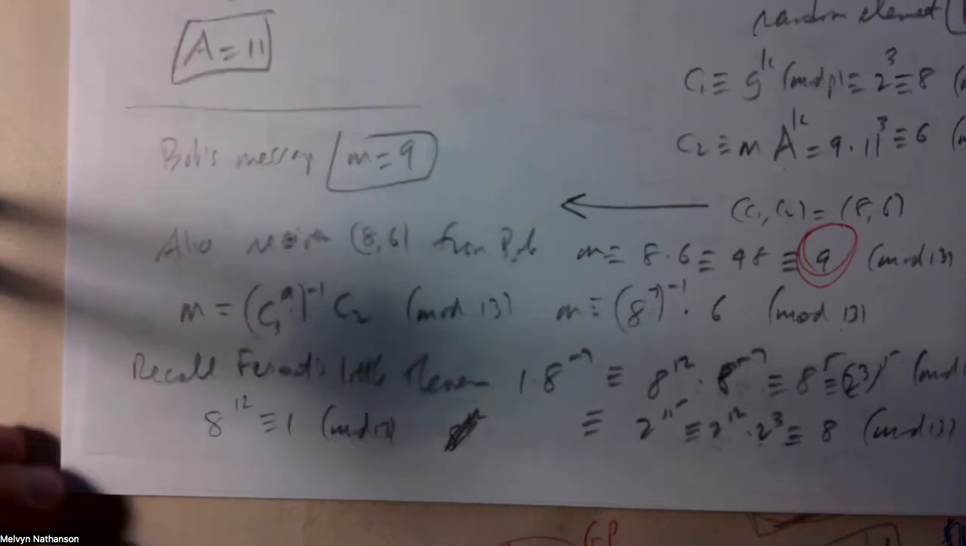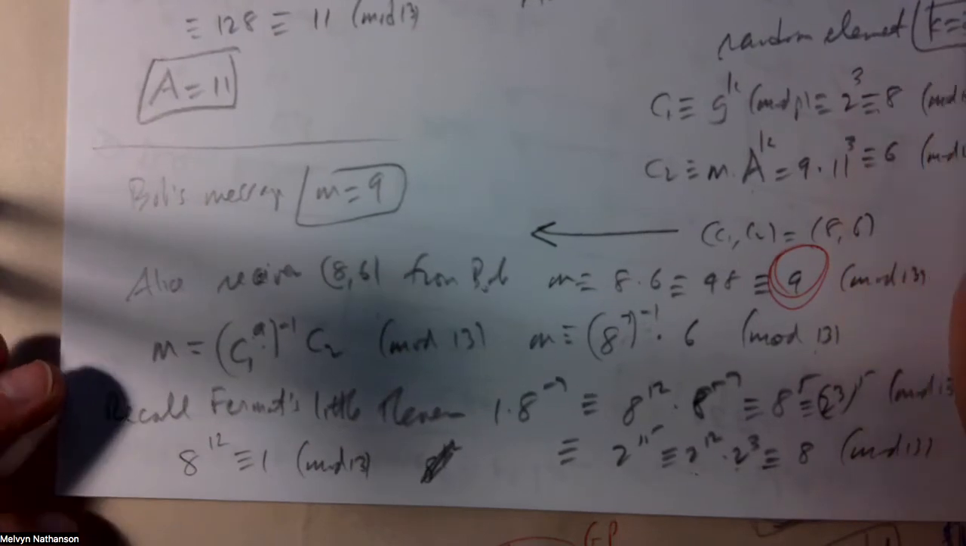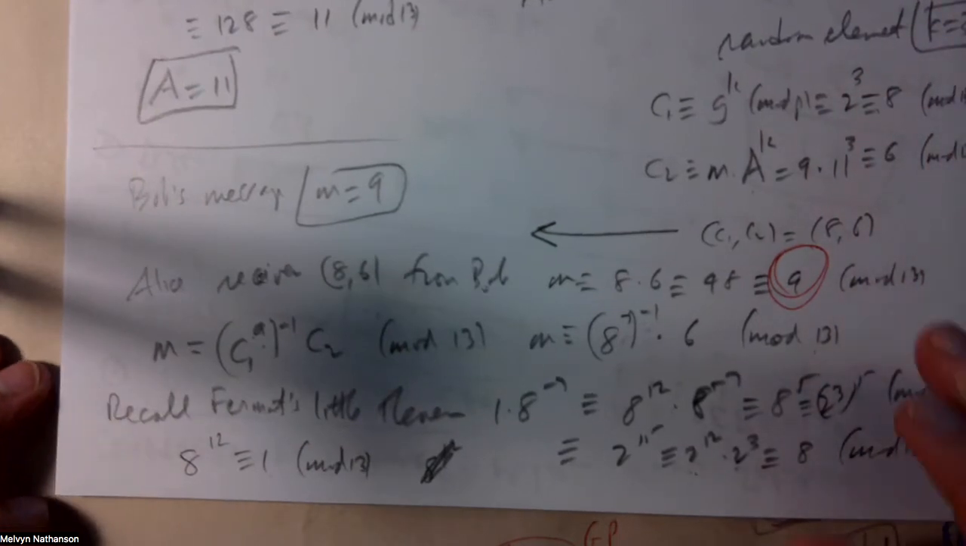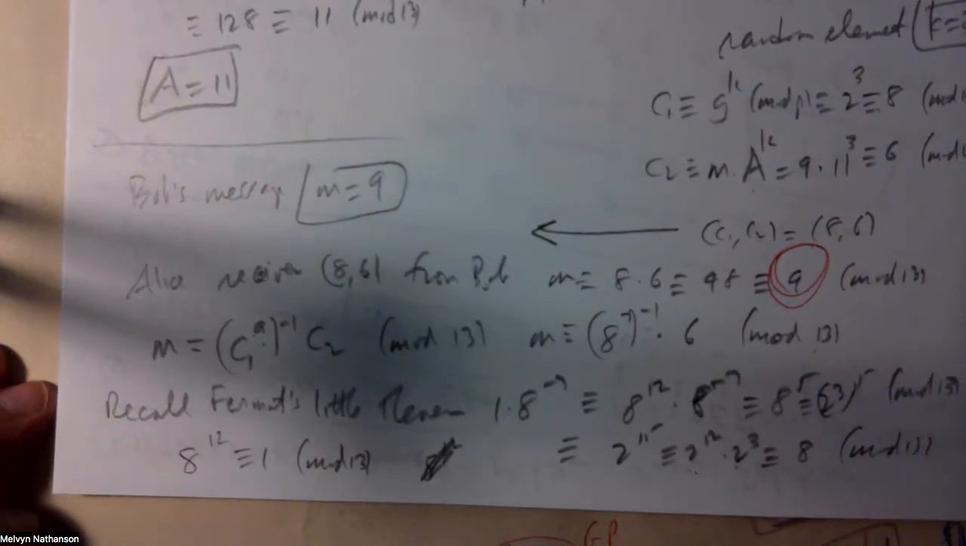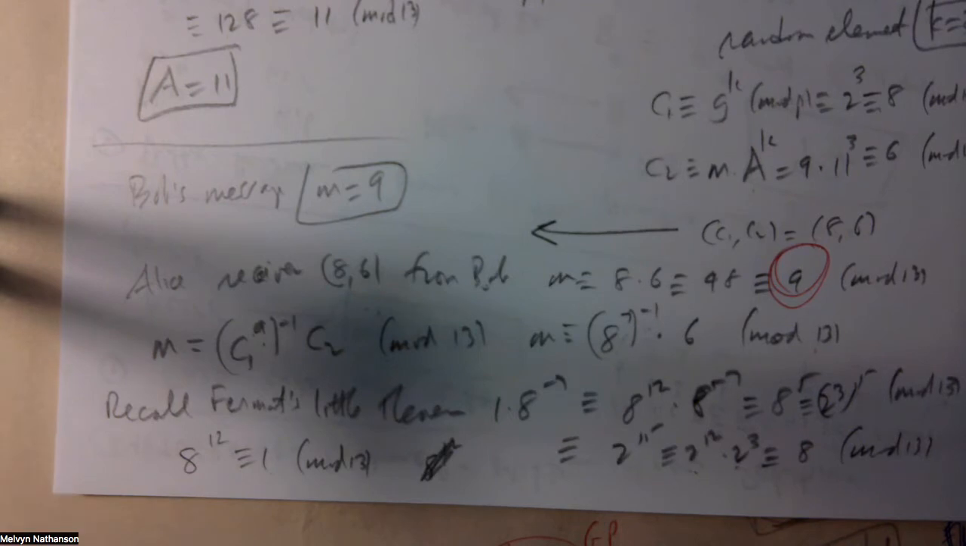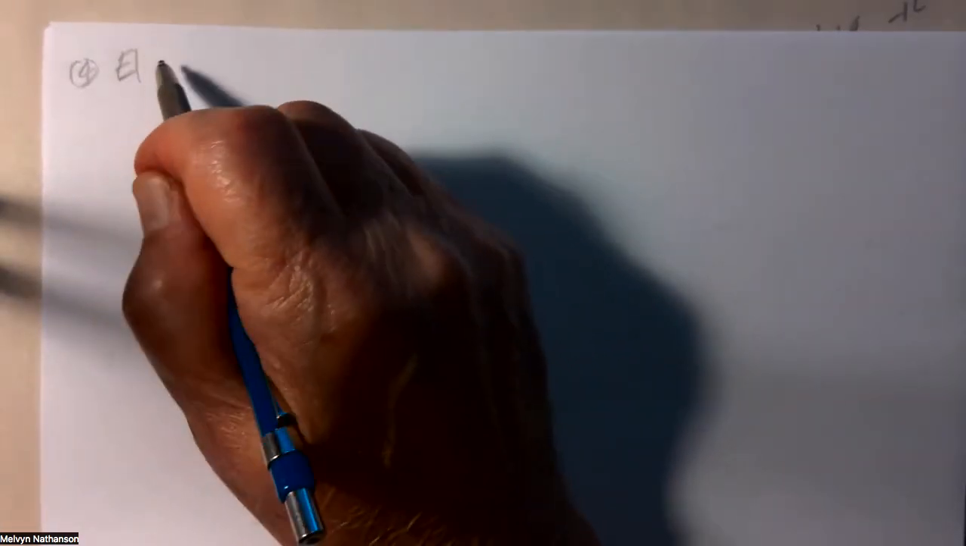So this is the crypto system. This is really very, very important to know. Problem 4 is another problem using the Elgamal crypto system.